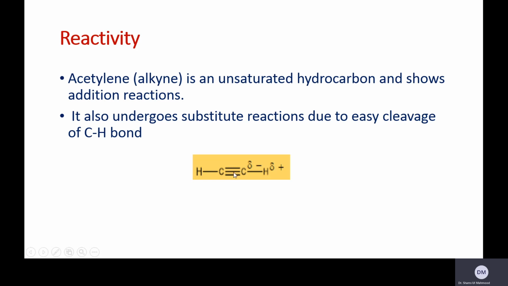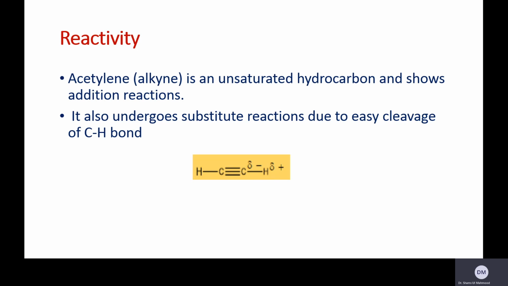So triple bond can be changed to double bond, and the double bond changed to the single bond. And number second, this carbon hydrogen bond is polar because of sp hybridization of this carbon. So this hydrogen can be ionized. It means this bond can break and some substitution reaction can take place. So alkyne undergoes addition reaction as well as substitution reaction due to easy cleavage of carbon hydrogen bond.